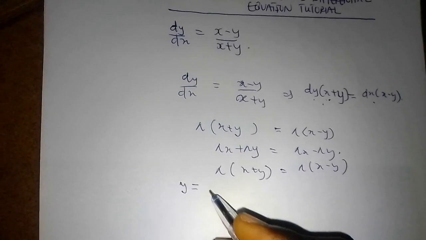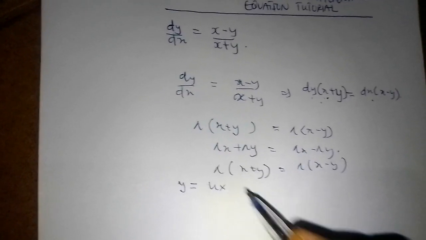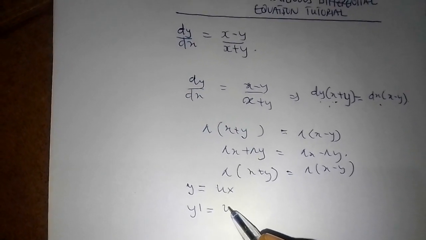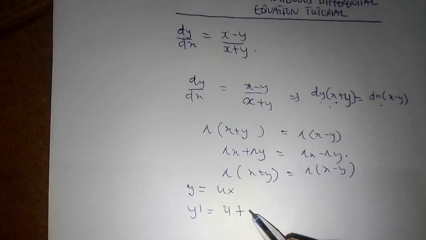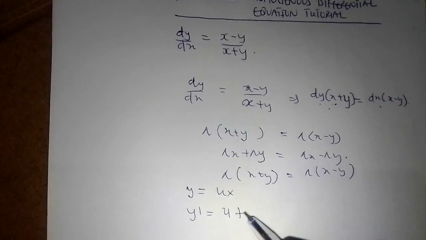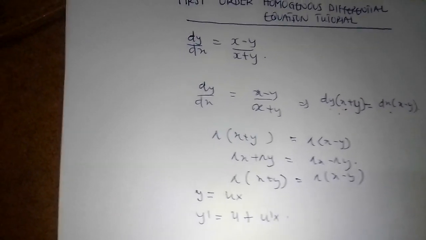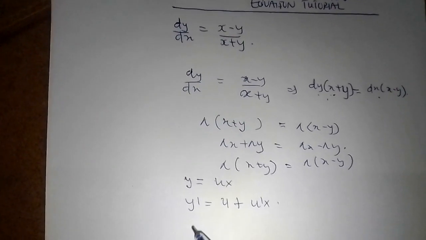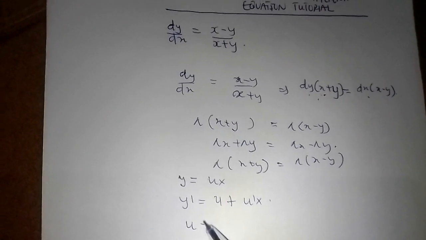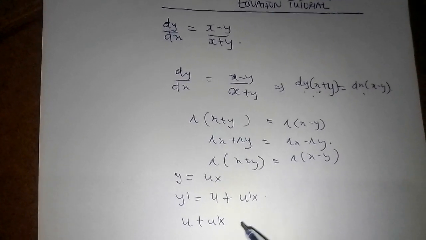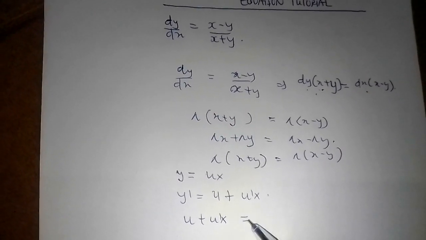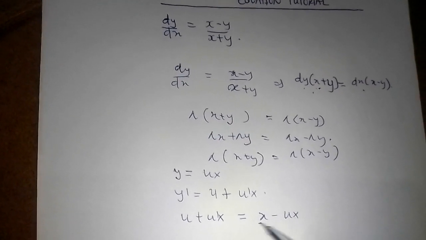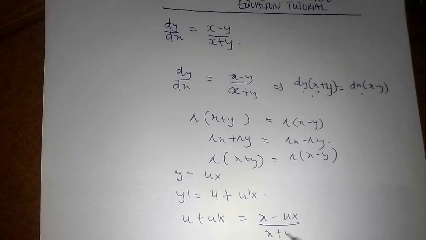My y is equal to ux. Once I have this, y prime becomes u plus u prime x. So wherever I see y prime, we'll put this there, and wherever I see y, we'll put ux. So we're going to get from our differential equation u plus u prime x to be equal to (x minus ux) all over (x plus ux).